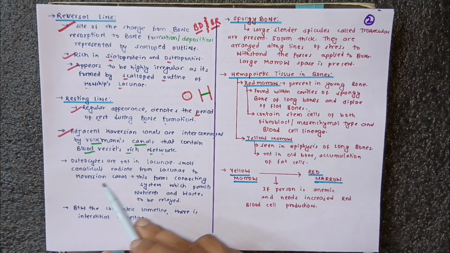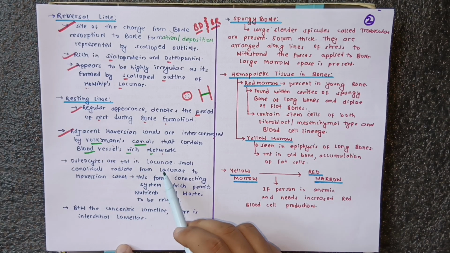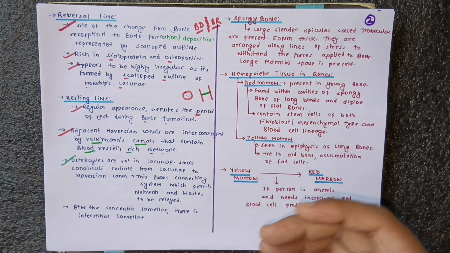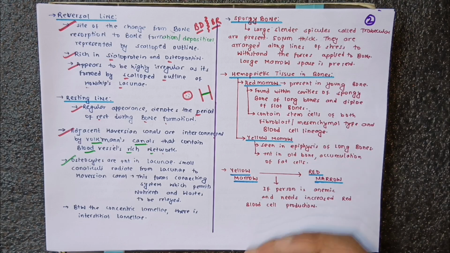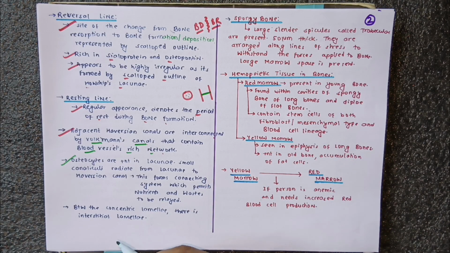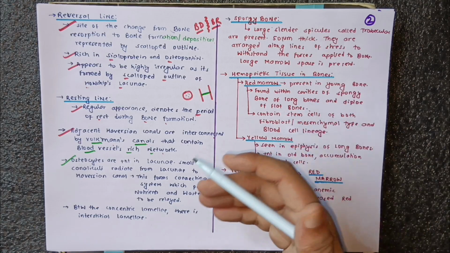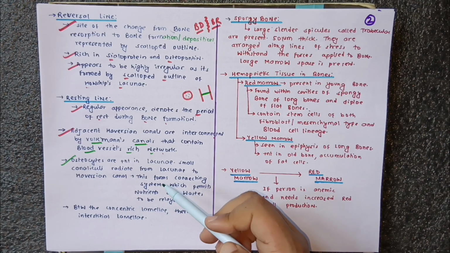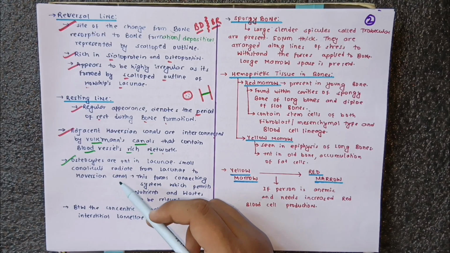Next, osteocytes are present in the lacunae. Small canaliculi radiate from the lacunae to the Haversian canal, and this forms the connecting system which permits the nutrients and the waste to be relayed. I will show you the picture. In the lacunae, we can see the osteocyte present there. We will discuss the osteocyte and osteoblast further, but for now, osteocytes are present in the lacunae and small canaliculi radiate from them.